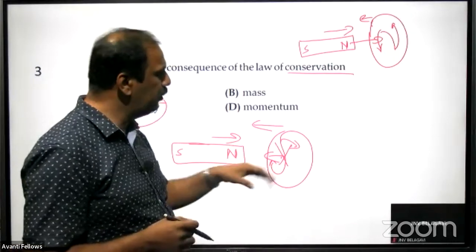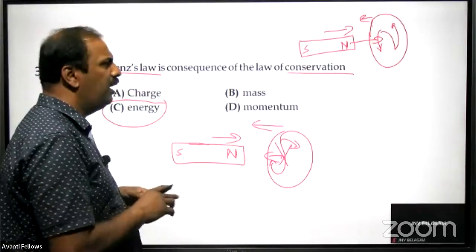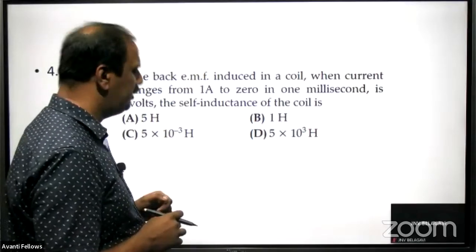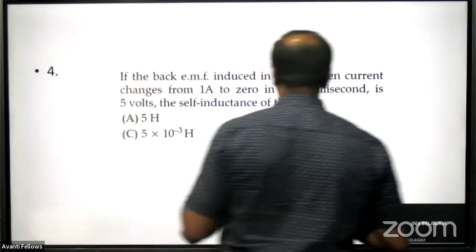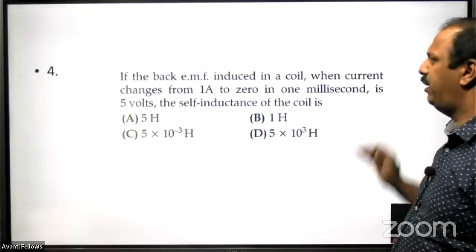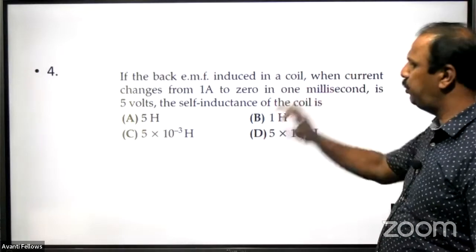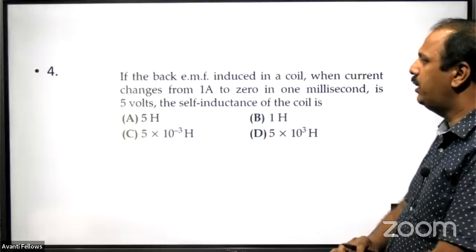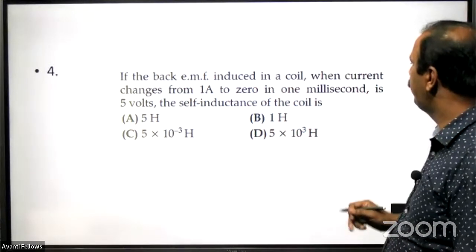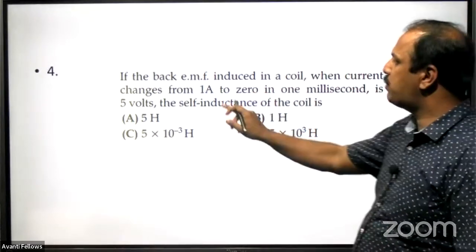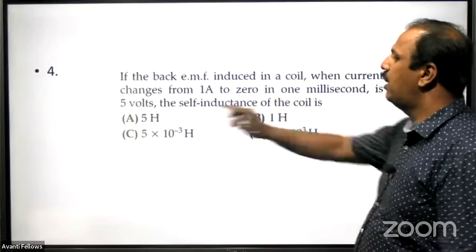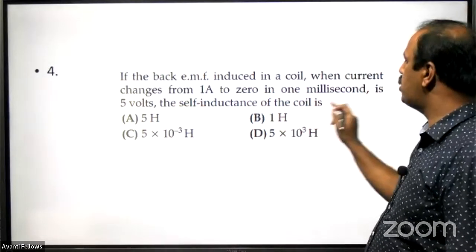Now we will move to another question. The last question was a very simple, direct question. This one, you have to think at an application level, but it's not that tough. It's simple, but here we have to put in the equation and try. See here, if the back EMF induced in a coil when a current changes from 1 ampere to 0 in 1 millisecond is 5 volt, the self-inductance of the coil is.